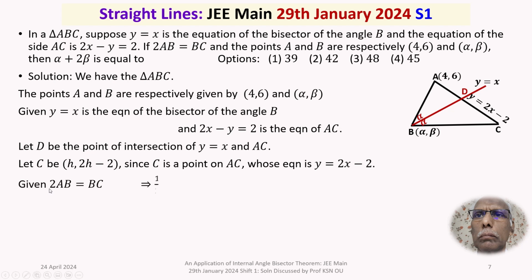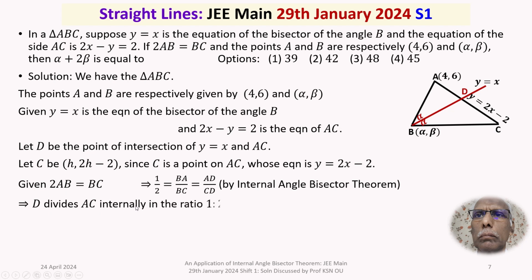Now given 2AB is equal to BC, this is 1 by 2 is equal to BA by BC. Now what is BA by BC? Use the angular bisector theorem. The angular bisector theorem says BA by BC will be AD is to CD. That means AD is to CD is also 1 by 2. That means D divides AC in the ratio 1 is to 2. D divides AC internally in the ratio 1 is to 2.